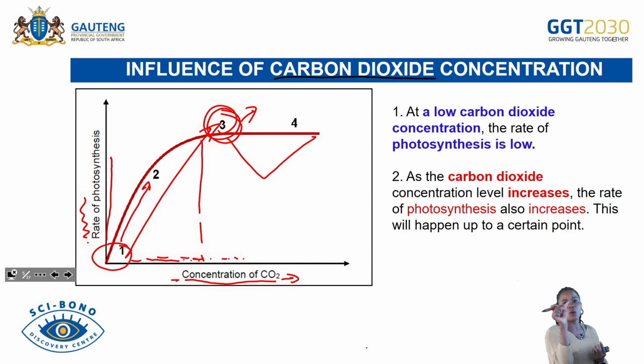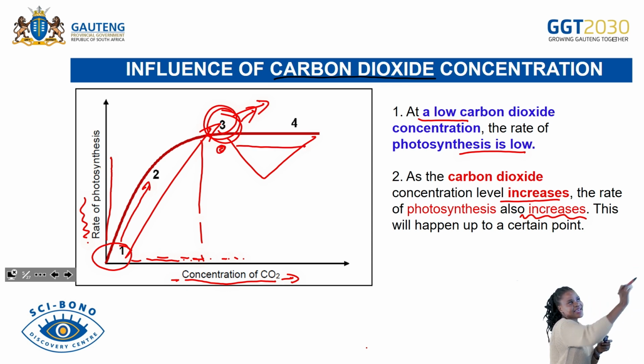So let us look into our mini notes. When the carbon dioxide concentration is low, the rate of photosynthesis will also be low. And when the concentration of carbon dioxide increases, the rate of photosynthesis also increases. That will only happen up to a certain point. What is the point? The certain point is that optimum amount. So it will increase up to that certain point.